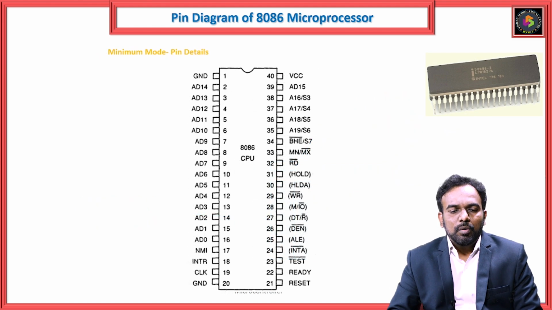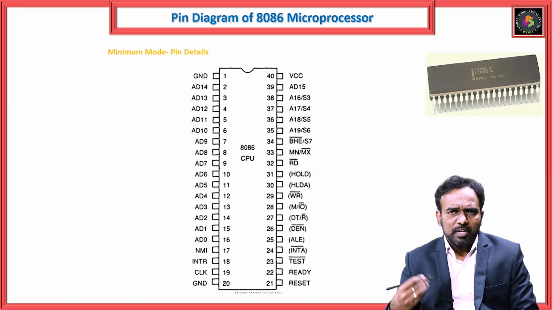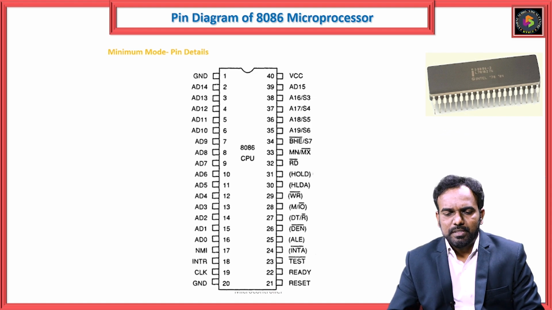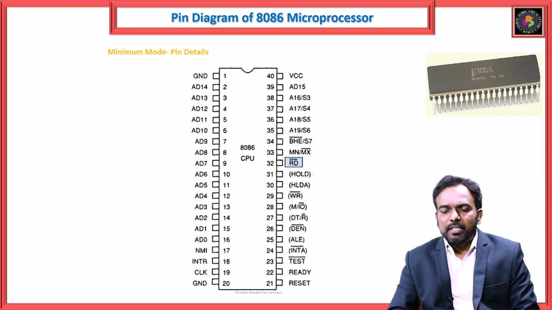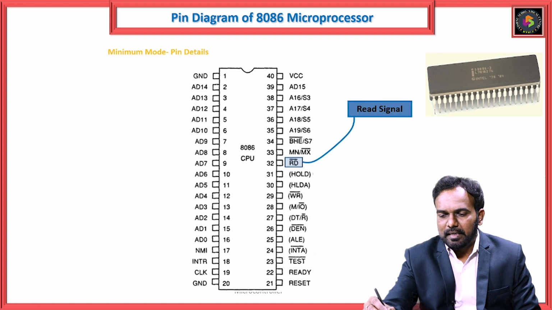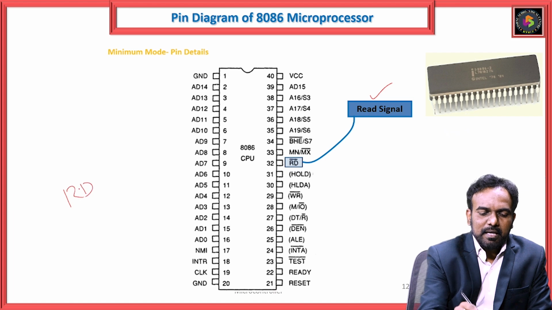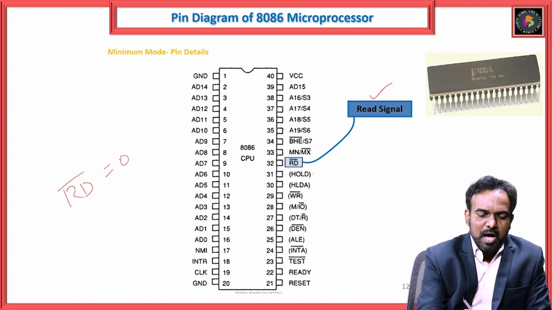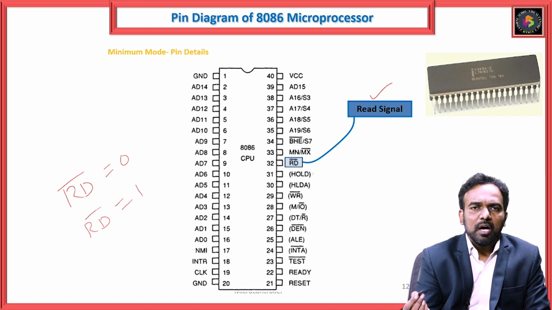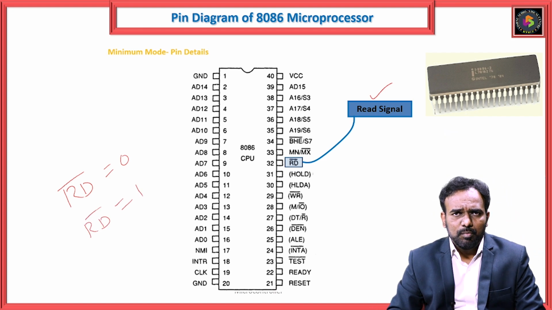Now, let's talk about minimum mode pins. At pin 32, this pin acts as the read signal for the reading operation. Here we use the pin called RD bar. RD bar is an active low pin. Whenever we make it 0, it is enabled. When RD bar is equal to 1, the pin is disabled. In that way, we use the RD bar pin.